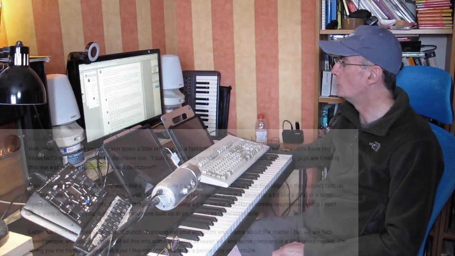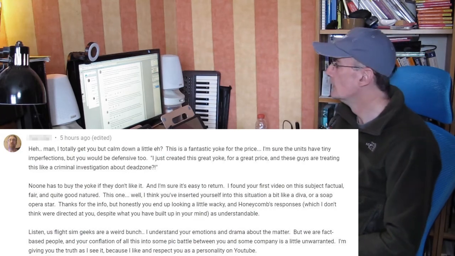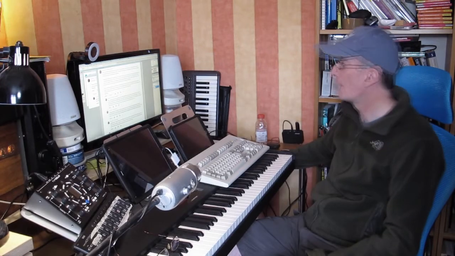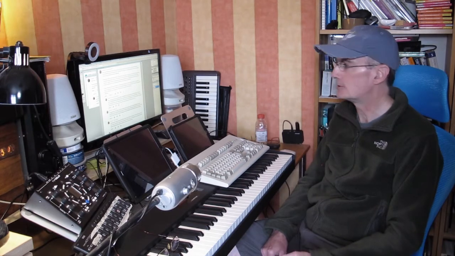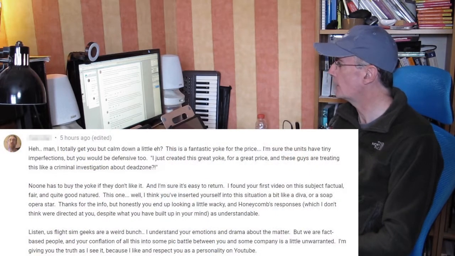He goes on, "No one has to buy the yoke if they don't like it." Non sequitur. What's that got to do with anything? Nothing. And actually, the flip side of that is people are being put off buying this yoke because of the obfuscation around the issue of dead zones. "And I'm sure it's easy to return."